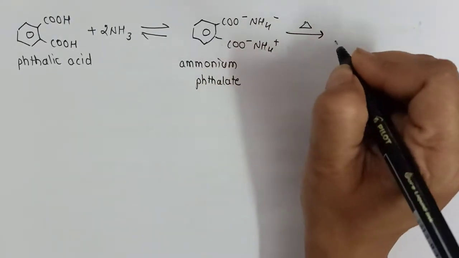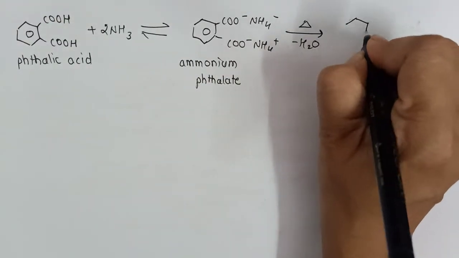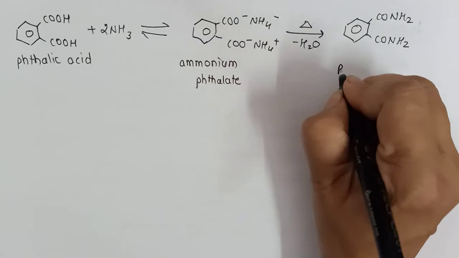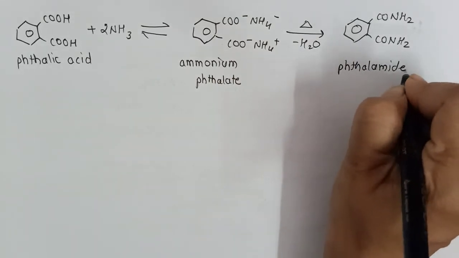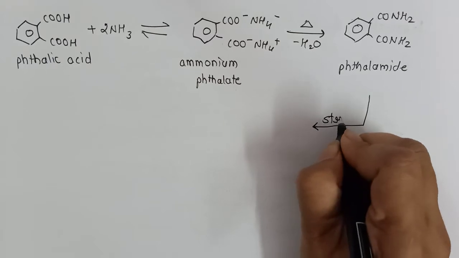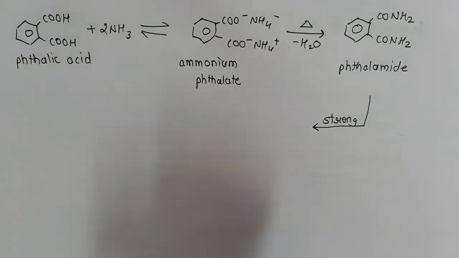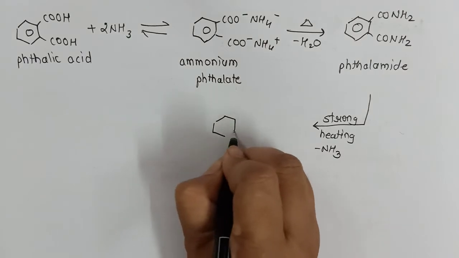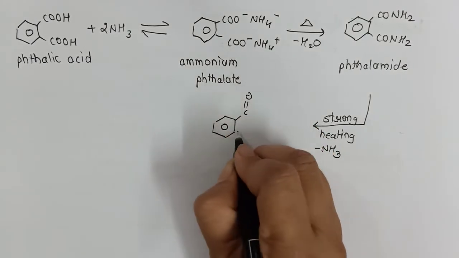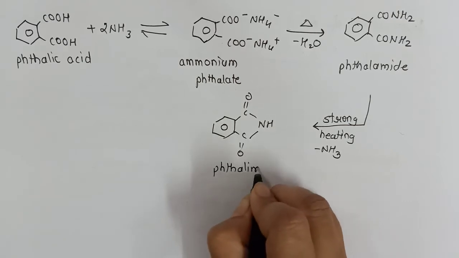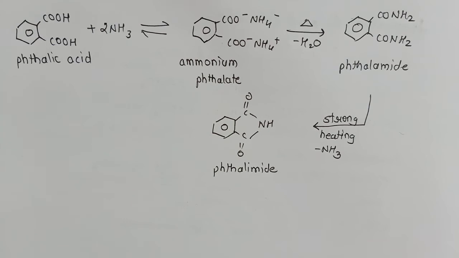This on further heating loses a water molecule and gives phthalimide. So up till now we have studied this. Now what is the interesting thing in this reaction? If this is further heated, with strong heating, it will lose one ammonia molecule and gives us phthalimide. Now this phthalimide will be used in the preparation of 1 degree aliphatic amine, and that's why this reaction is an important one.